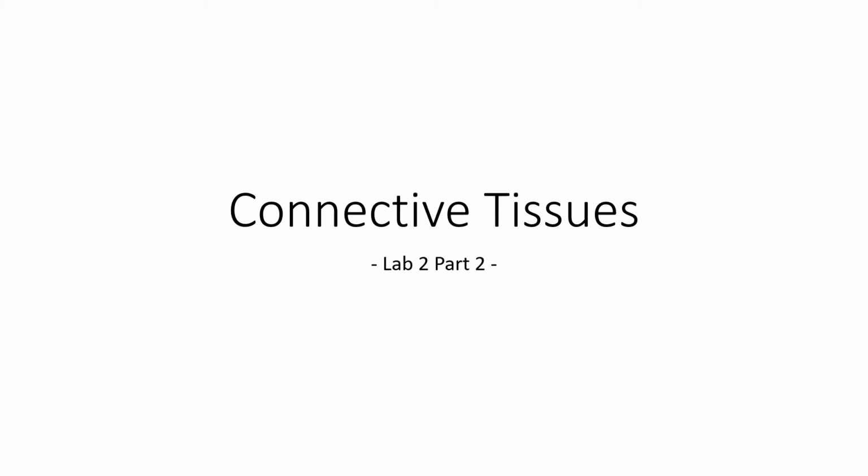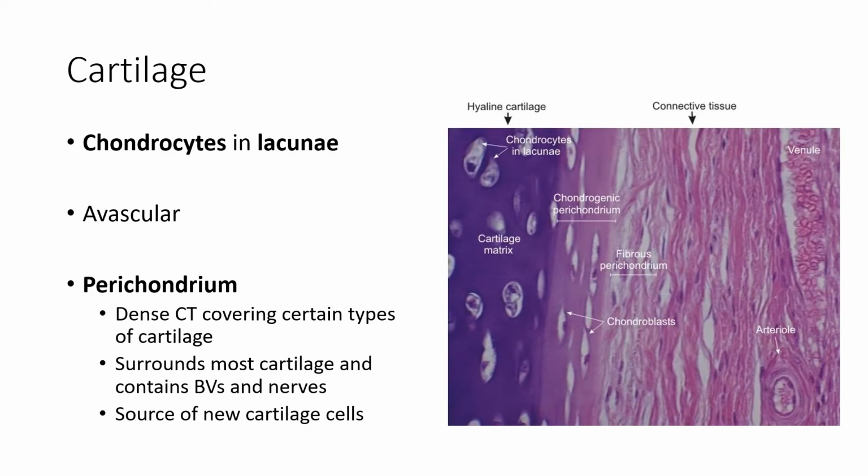We are on part 2 of Lab 2 lecture, and in this part we're going to look at the remaining connective tissues, the special ones, cartilage, bone, and blood, and then take a quick look at muscle and nervous tissue. Now in our last video we looked at connective tissue proper. It's very different from cartilage, and cartilage is really easy to recognize because it looks like bubbles.